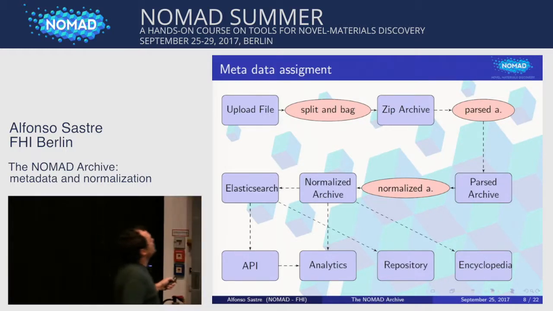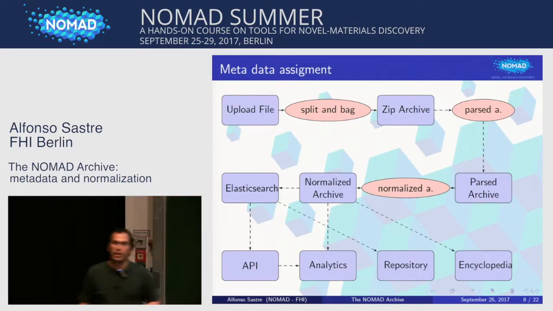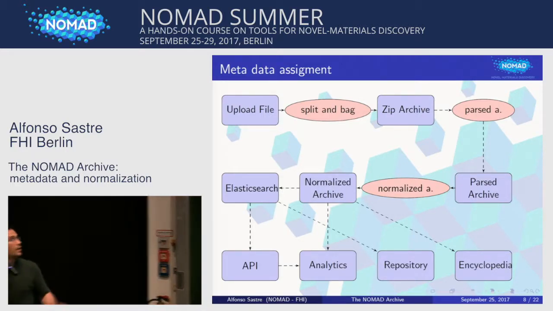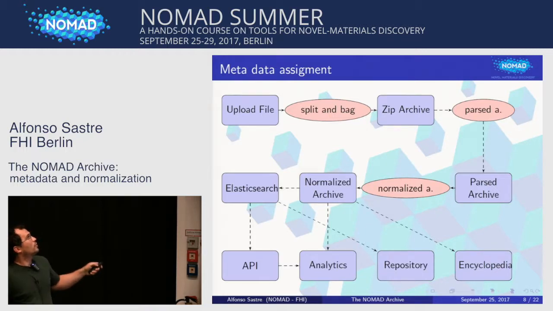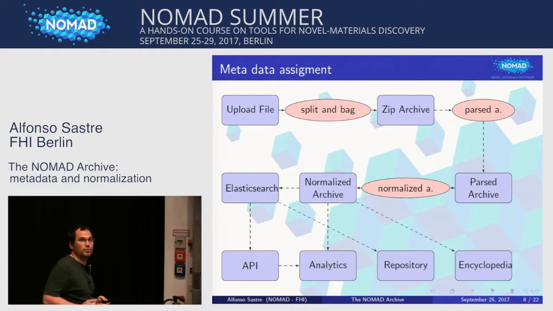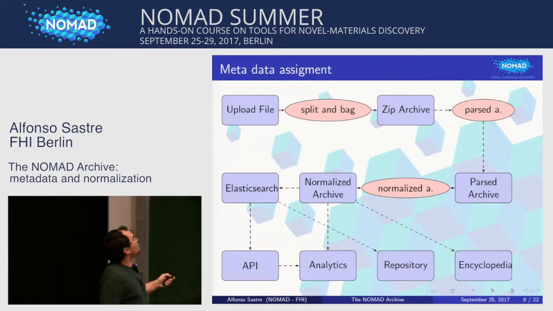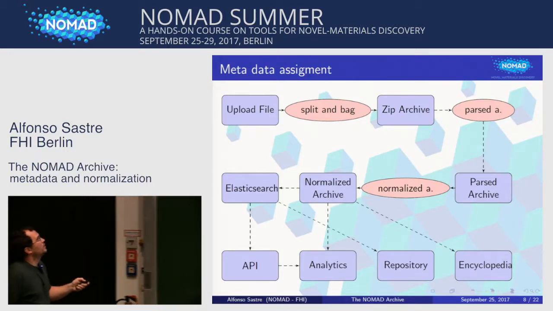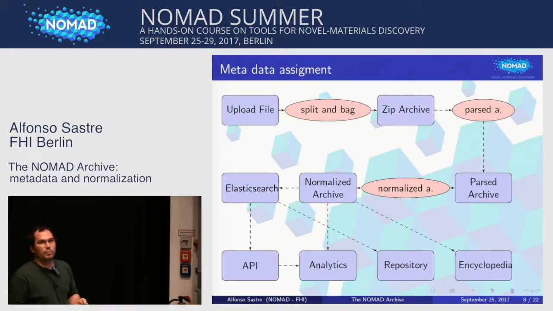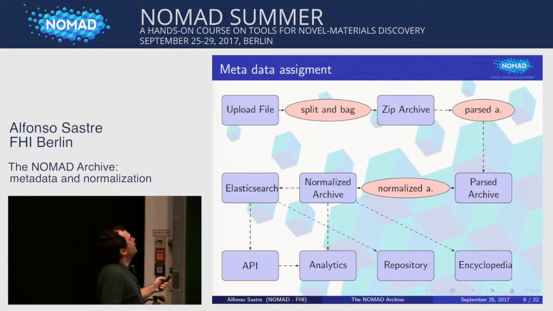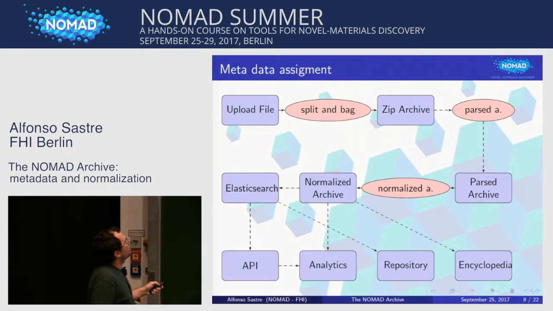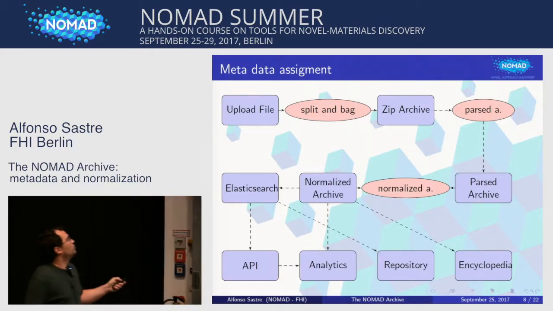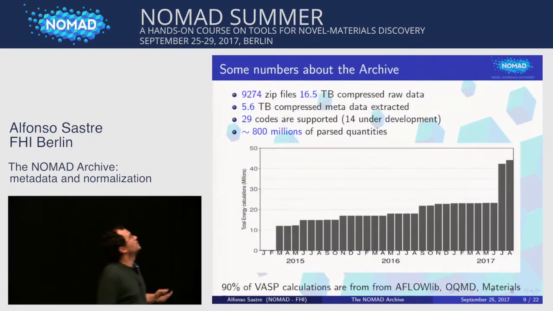To use Elasticsearch, we develop an API so you can easily query what you want from the normalized archive, and we tell you what we have and how to obtain the data you want. Also, you can directly access the normalized archive if you know how to do it, maybe if you are more of a technical person. And with the analytics toolkits that you are going to use, it is useful to use our API.